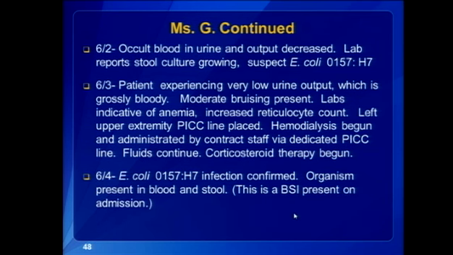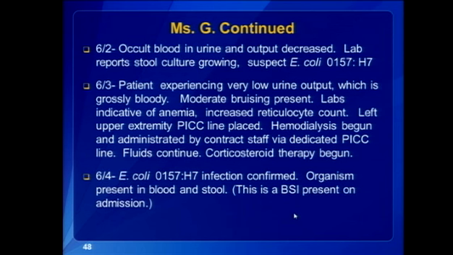On the 2nd, she has occult blood in her urine, and her output is decreased. The lab reports that her stool is growing suspected E. coli 0157:H7. On the 3rd, she's experiencing very low urine output, and it's grossly bloody. She has moderate bruising. Her labs are indicative of anemia. She has an increased reticulocyte count. Her left upper extremity PICC line is placed.